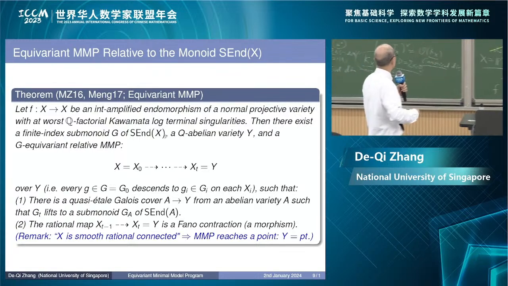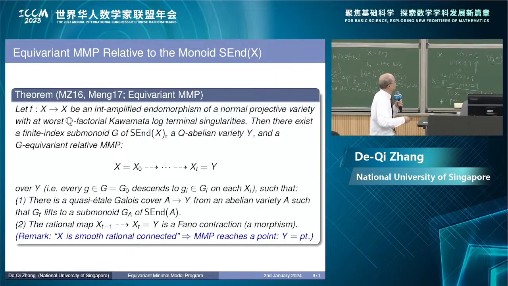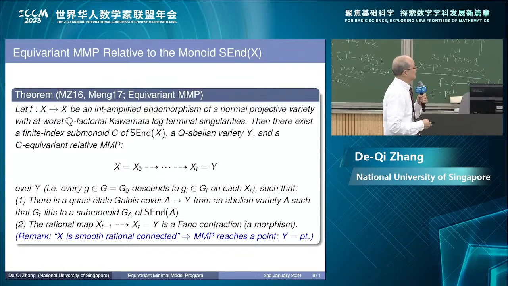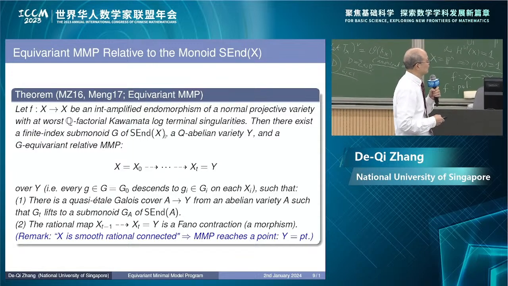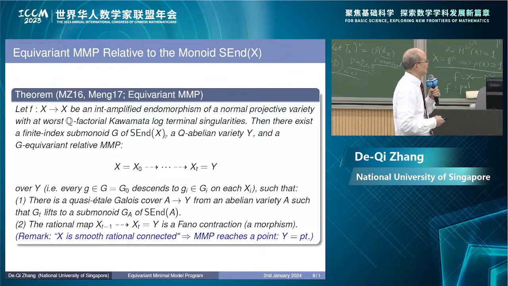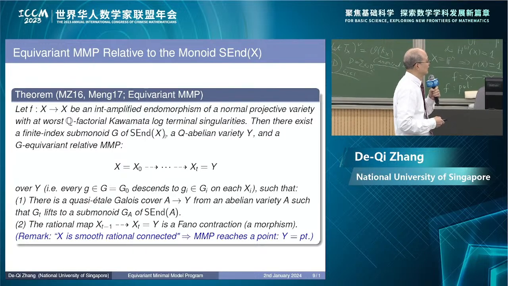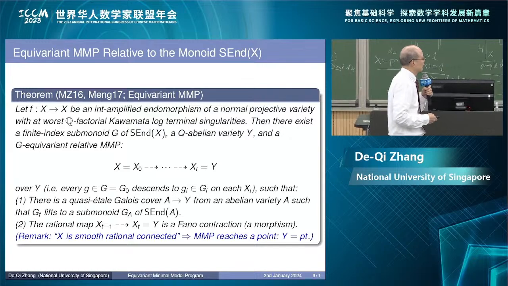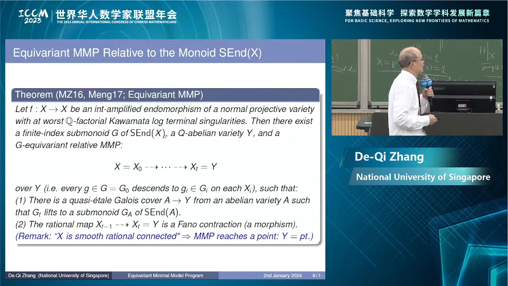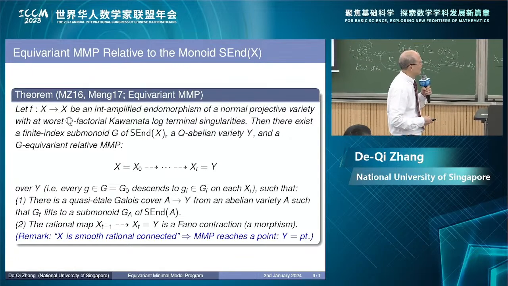You can assume it's like a polarized case. These are the examples. And then you can run MMP. You say that it's equivariant relative to the whole monoid, but you have to replace this one by a finite index submonoid. So this one almost acts on each object regularly. And eventually the final one will be Q-abelian. So we can run a minimal model program equivariantly. And so the final one is Q-abelian, as I mentioned.